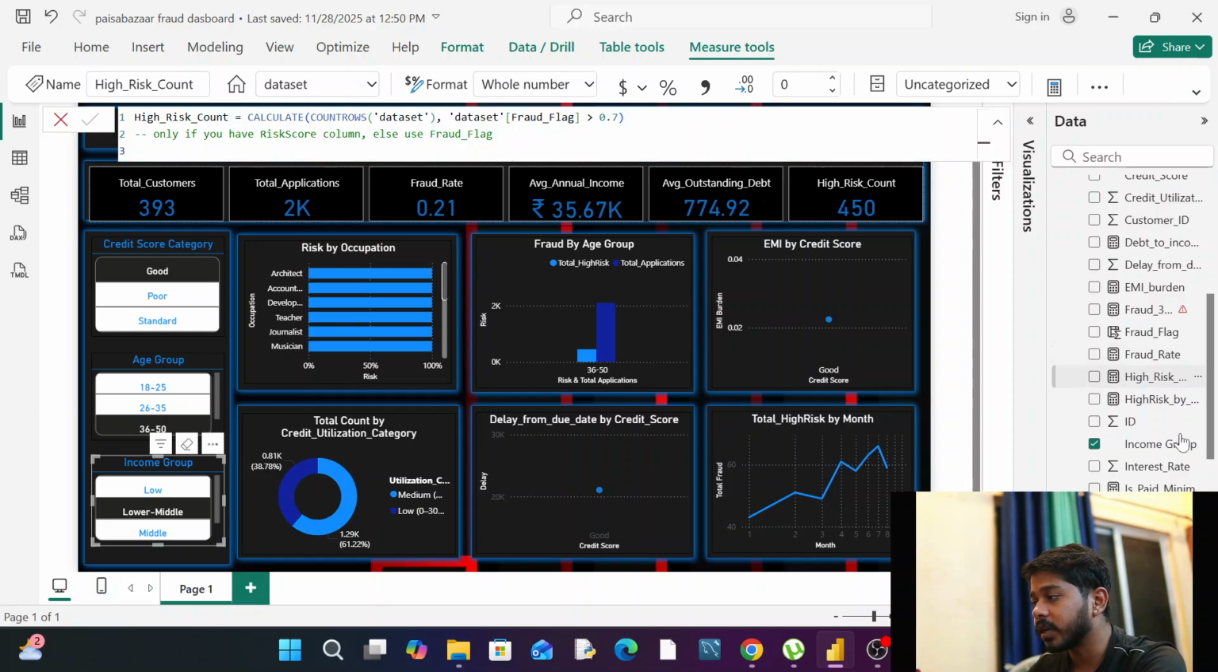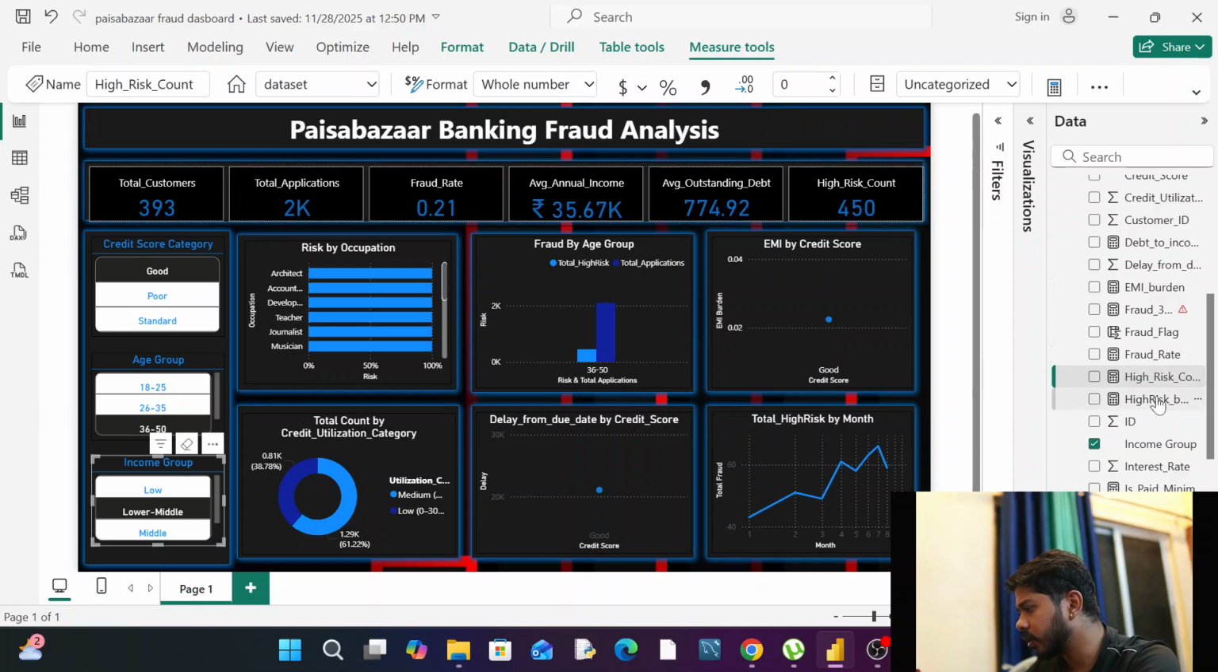Next measure that we created here was high risk count. In this high risk count, oh sorry, not this one. Okay, no, not this high risk count.